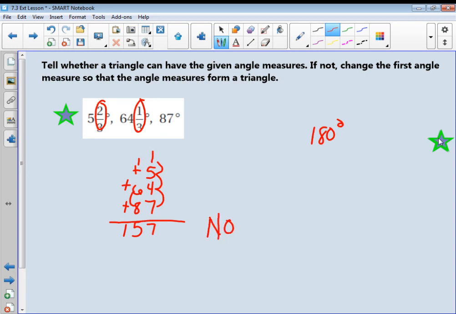So then how do I change it? It says, if not, change the first angle measure so that the angles form a triangle. Well, I have to figure out the difference between our 180 and our 157 that we got. So I'm going to take my 180 and subtract off the sum of the rest. So 180 minus 157 gives me 23 degrees. I need to add 23 to my first angle measure. If I add those together, I get 28 2/3.